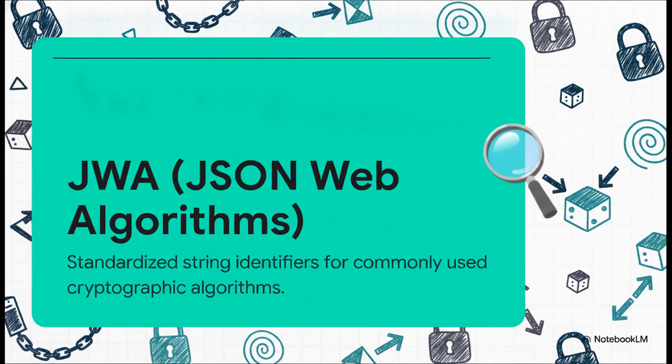And to accommodate new algorithms, these identifiers are registered with the Internet Assigned Numbers Authority, or IANA. So instead of guessing, a receiving application sees an identifier like HS256 and immediately knows, oh, I need to use HMAC with SHA-256. Or maybe it sees A256GCM and knows it requires AES encryption using a 256-bit key in Galois/Counter mode. It's brilliant because it removes all the ambiguity from the exchange.